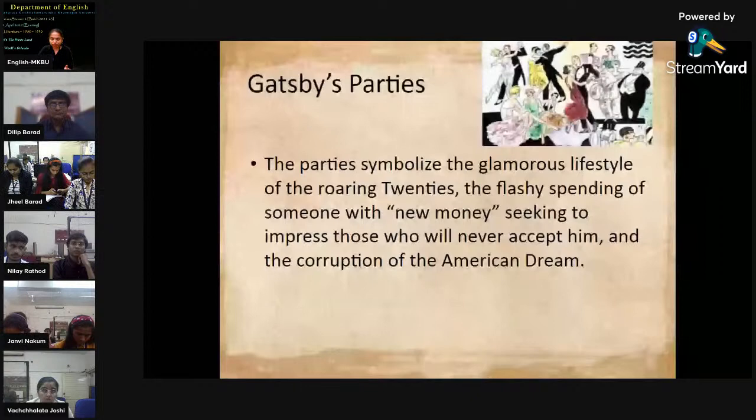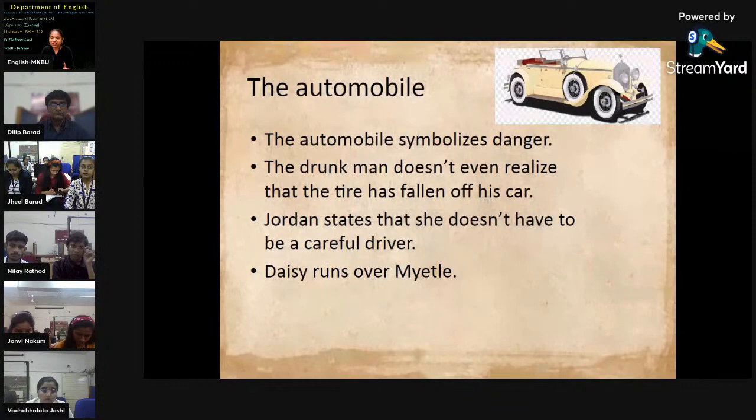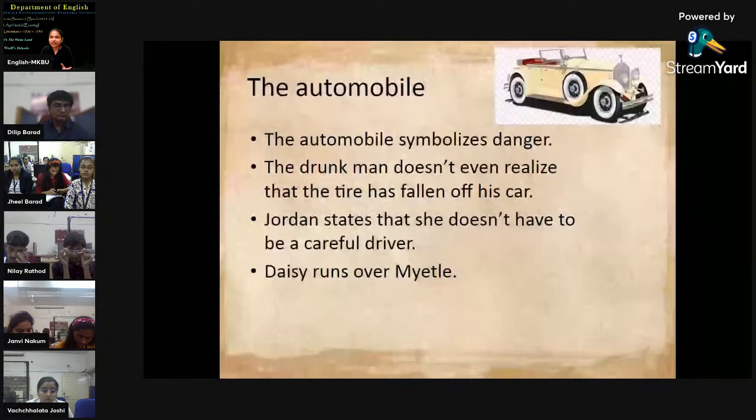The automobile. The automobile symbolizes danger. The drunk man doesn't even realize that the tires have fallen off his car. Jordan says that she doesn't have to be a careful driver.